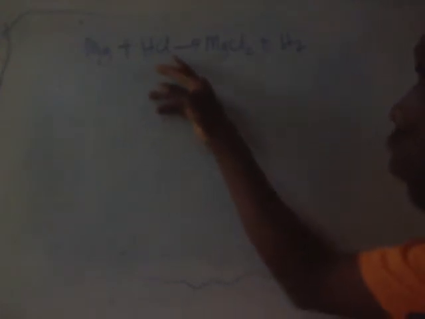So magnesium reacts with hydrochloric acid to give magnesium chloride plus hydrogen gas. Don't forget that one of the chemical properties of acids is that they react with metals to liberate hydrogen gas. Is the reaction balanced? Magnesium is 1 on each side. Chlorine is 2 on the right, so let's put 2 here. Chlorine is 2, hydrogen is 2, so it's balanced.